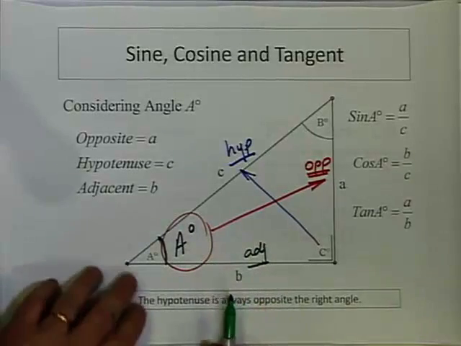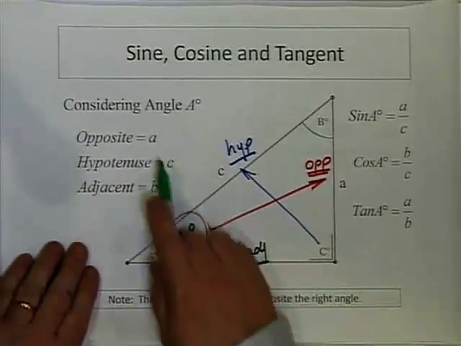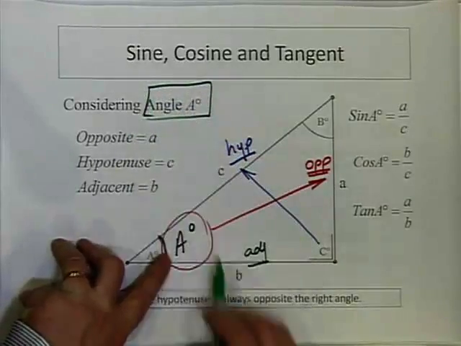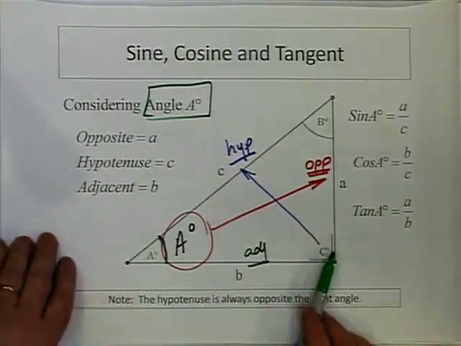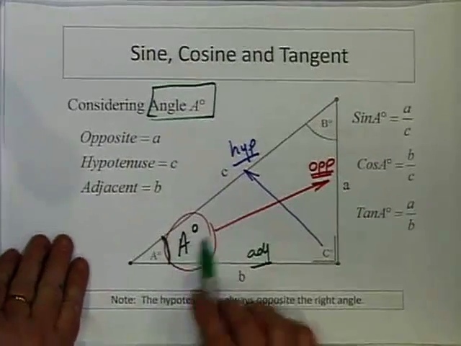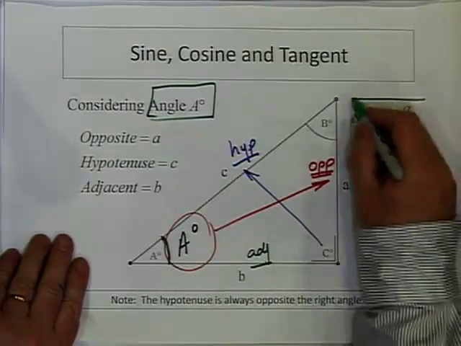So in this case, going back to these equations that we did here, we're saying that the opposite is A, because we started with A, because we're looking at A. And therefore the others are defined. Now, the sine is defined as opposite over hypotenuse. Opposite over hypotenuse would be A over C. That's the sine.